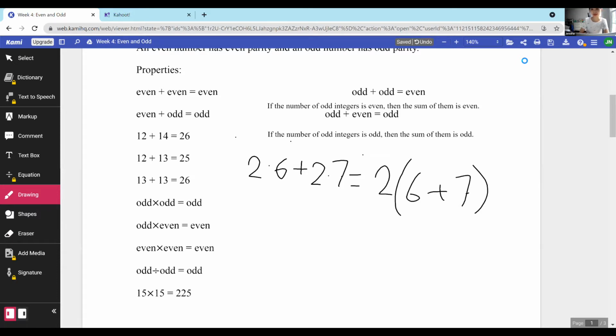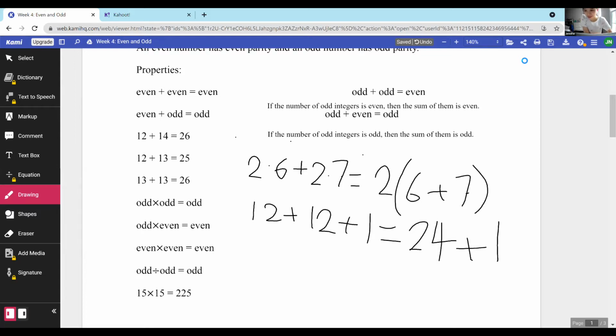And an even plus an odd is odd. For example, 12 plus 13. Because you could just write it as two even numbers and then plus 1. 13 is an even number plus 1. Then make it even plus even, in this case 12 plus 12, which is 24, plus 1, which makes it odd. And similarly, an odd number plus an even number will be odd because of the commutative property of addition.